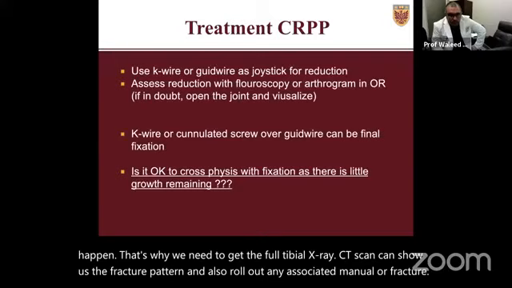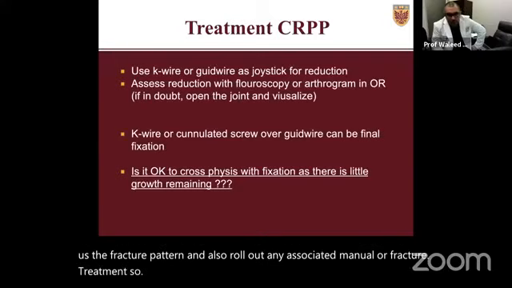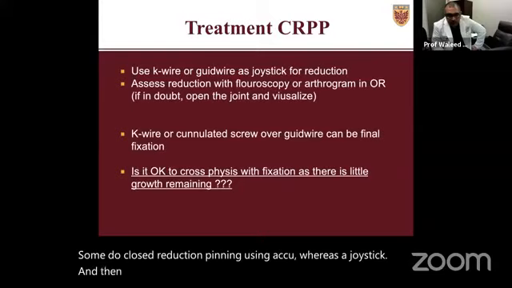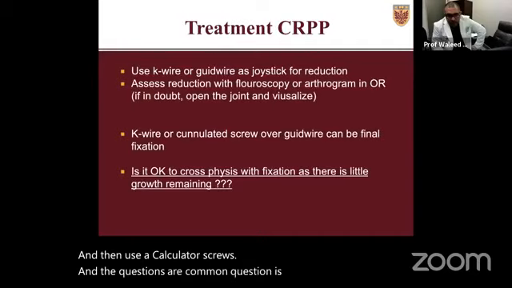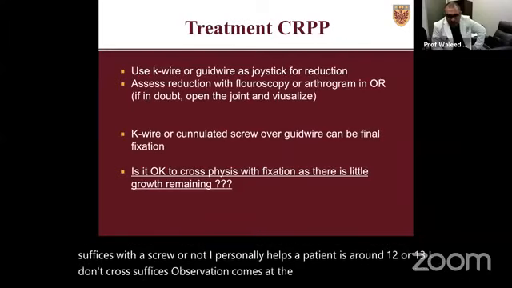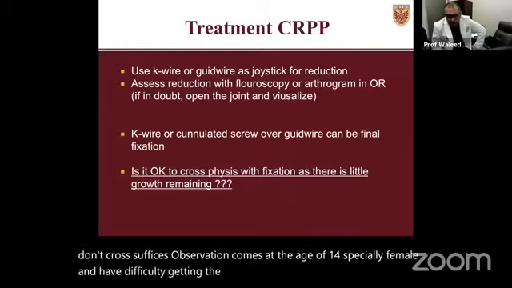Treatment: some do closed reduction and pinning using a K-wire as a joystick, and then use cannulated screws. And the common question is, is it okay at this age group to cross the physis with a screw or not? I personally, if the patient is around 12 or 13, don't cross the physis. If the patient comes at the age of 14, especially female, and I have difficulty getting the screw in the epiphysis, I can cross the physis. I don't have any issues with the growth remaining.